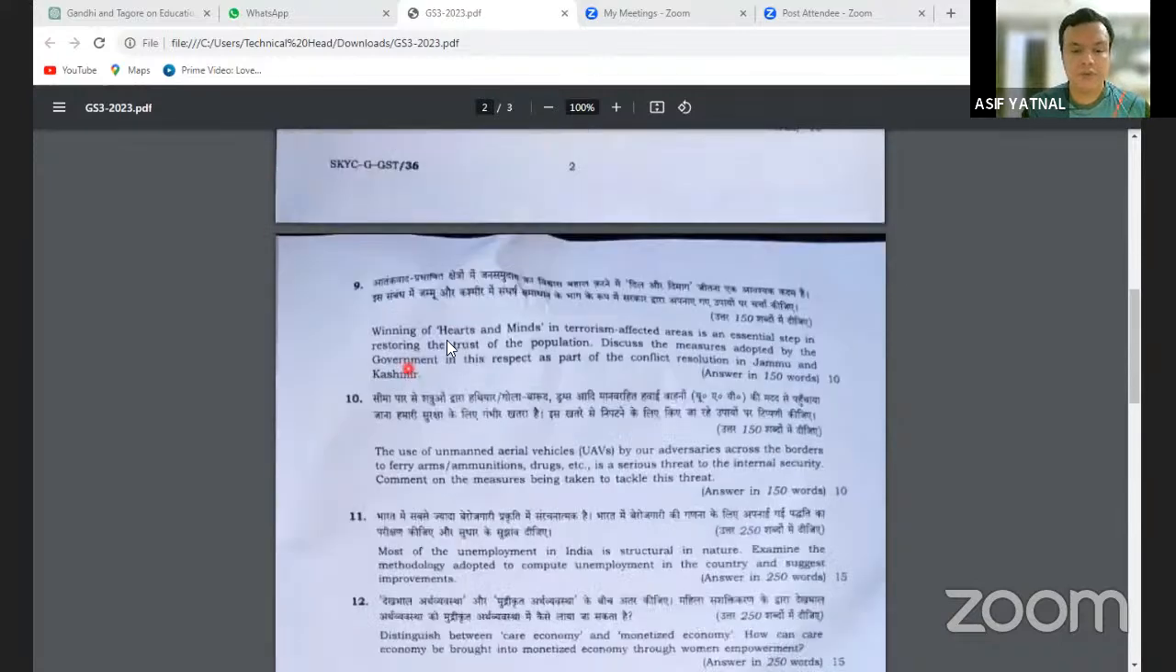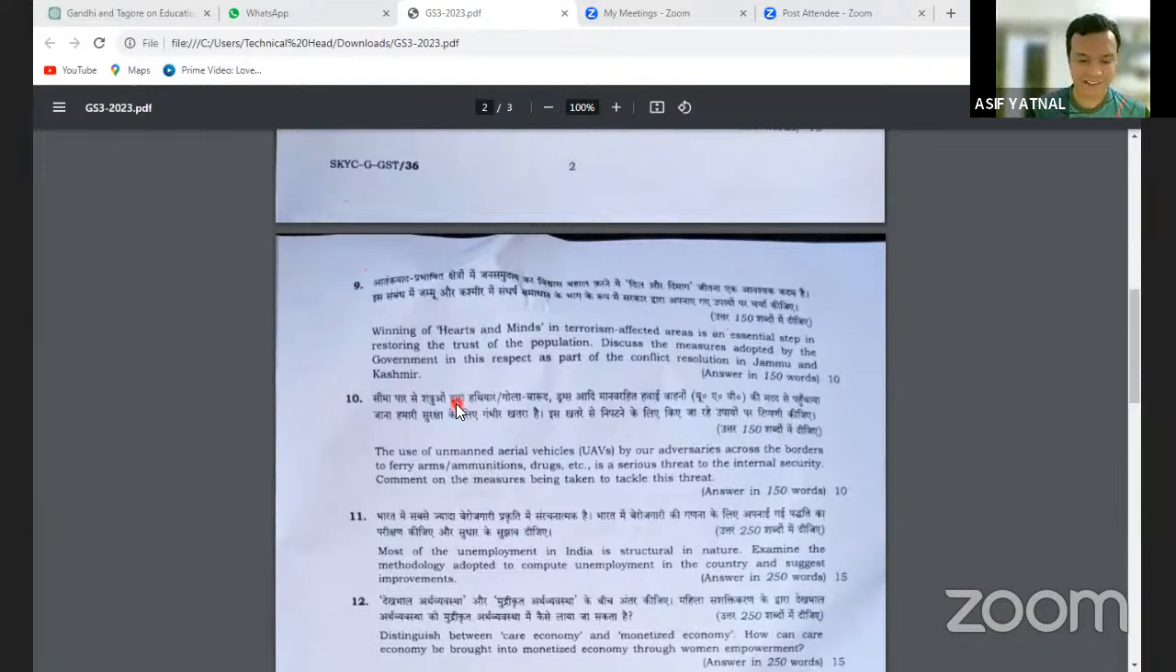Question number 9. Winning the hearts and minds in terrorism affected areas is an essential step in restoring the trust of population. So, when I was discussing the issue of the terrorism or the issue of the militancy and insurgency in Jammu and Kashmir, we have discussed about it. That how to win the hearts and the minds of the people in Jammu and Kashmir, right? Discuss the measures adopted by the government in this respect as the part of conflict resolution in Jammu and Kashmir. Anyone knows what measures have been taken by the government to win the hearts and minds of the people of the Jammu and Kashmir?